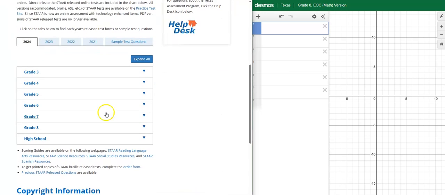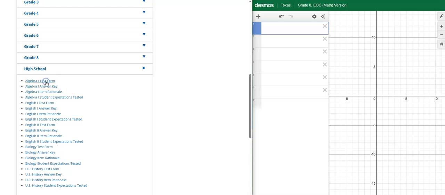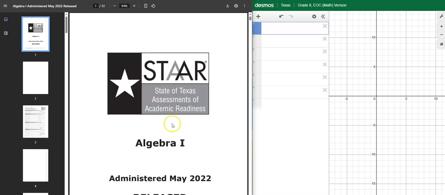You're going to come down here, right? It says this is the 2024 tests. All the tests are here, by the way. Every subject and everything that was given, if you ever want to look, you can look at 2023, 2022, 2021. I will tell you 21 and 22 have PDFs. What I mean by that is you come down here and you say algebra test form, and what it opens is actually going to be a PDF of the test.